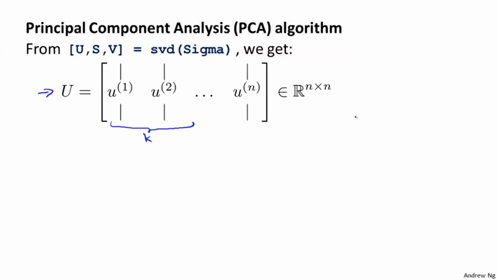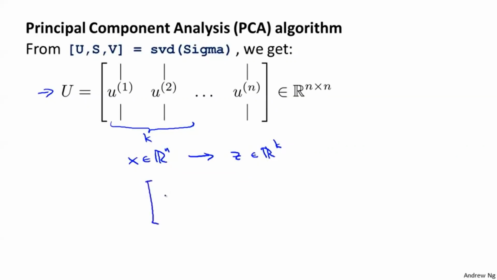Now, the other thing we need to do is come up with a way to take my original data set, X, which is in Rn, and find a lower dimensional representation, Z, which is in Rk, for this data. So the way we're going to do that is I'm going to take the first k columns of the U matrix.